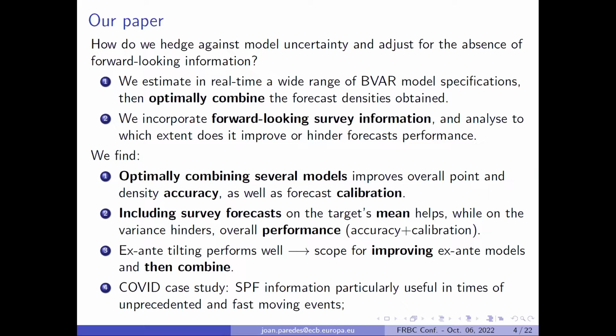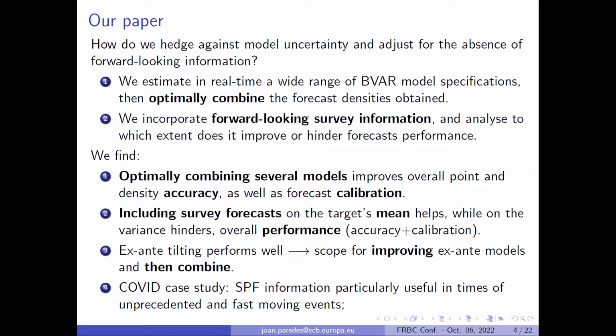So these forecasters are very confident. Their bands are very narrow, and this is detrimental to a density forecast, okay? Something that we bring in the paper, which we have not seen before, is that we are going to combine the BVARs in an optimal way, and this has been done before, and then we're going to tilt to the SPF according to some information, and then check how this new density works, okay?